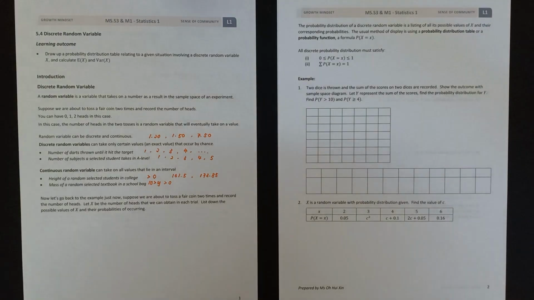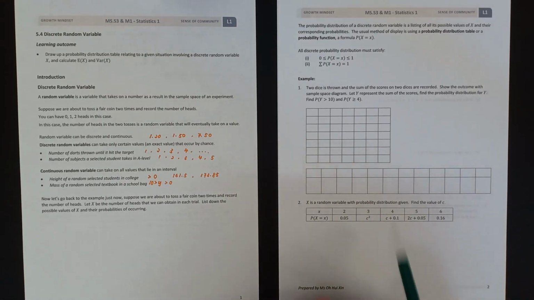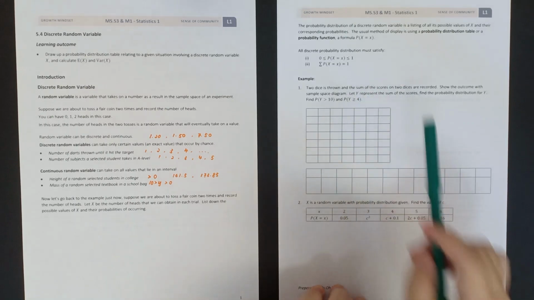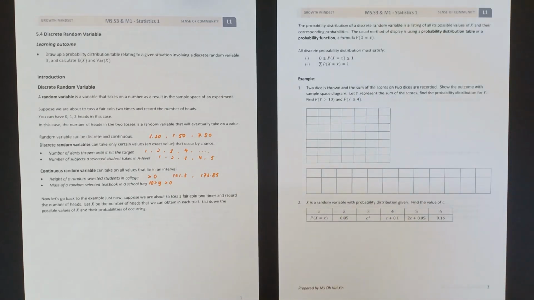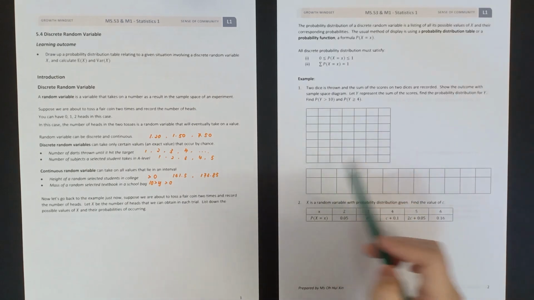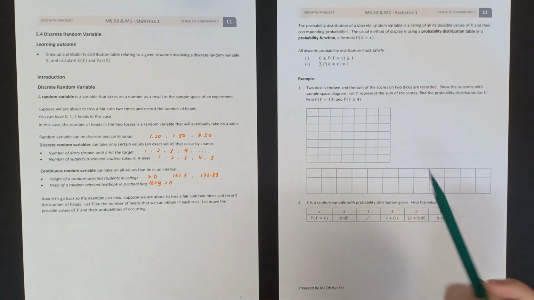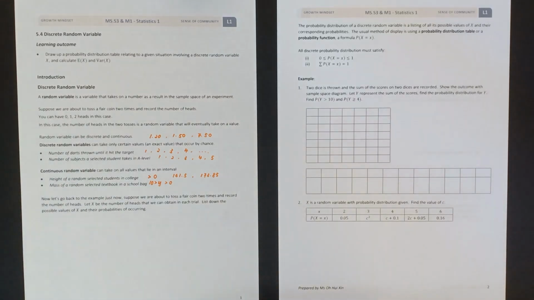Okay, so now let's move on to some examples here. We will try to go through everything together. Okay, so number 1, 2 dice are thrown and the sum of the scores of the 2 dice is recorded. Show the outcome with the sample space diagram. You should know how to do this already. Let Y be the sum of the scores and find the probability distribution for Y.